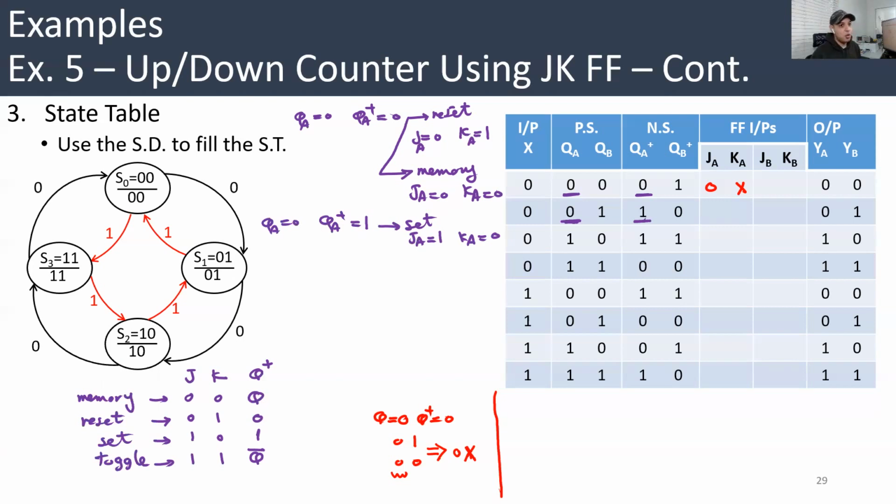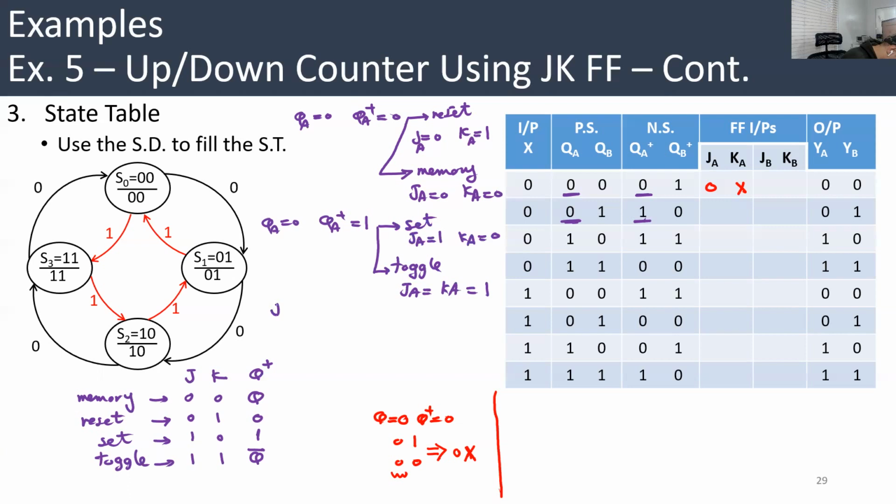Another guy would say no, it's a toggle state, because Q is 0 and Q plus is 1. It's a complement, right? Q has changed to the complement of its last value. So Q of t plus 1 equals Q of t complement. So you might say it's a toggle state, and JA was equal to KA, basically both are 1s, and actually both are correct. Both are correct.